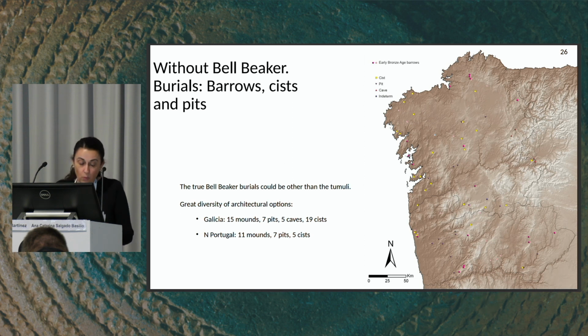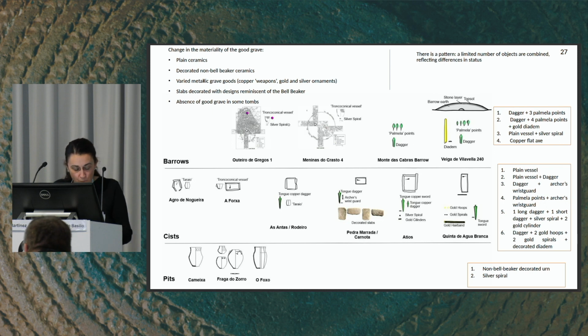We find more diversity. The first thing to highlight is the change in the materiality of grave goods: plain ceramics, decorated non-Beaker ceramics, buried metallic grave goods, slabs decorated with designs similar to Beaker, and absence of grave goods in some tombs. The second thing is that there is a combination of elements, the so-called Beaker package, that responds to a pattern that refers to the status of the buried person. The combinations chosen are diverse depending on the type of burial: one has 4 combinations, another 6, and pits 2, different combinations.